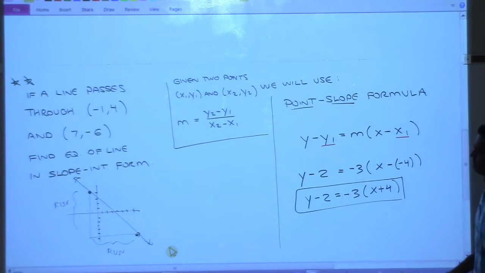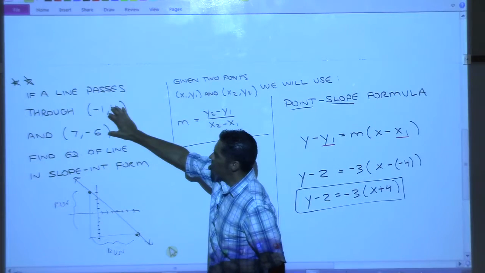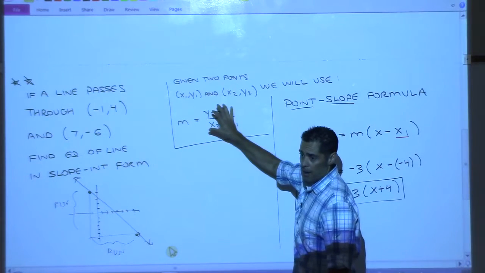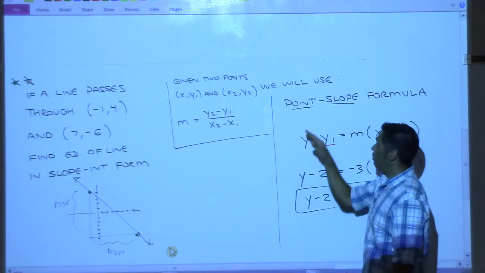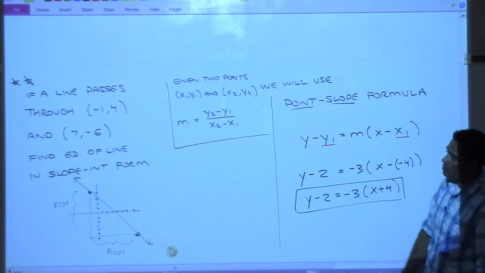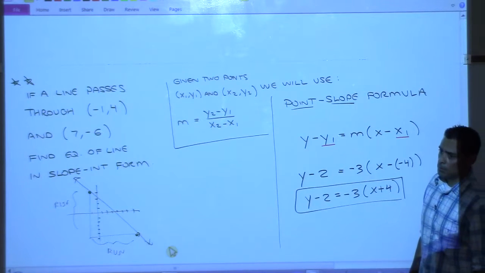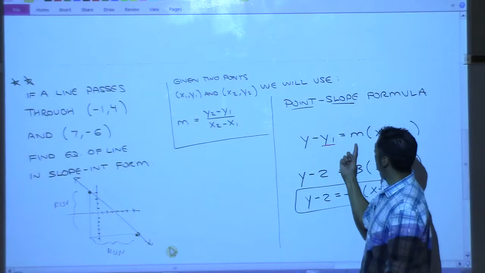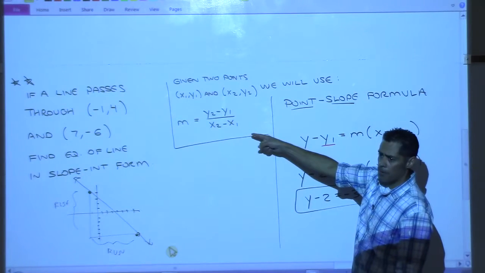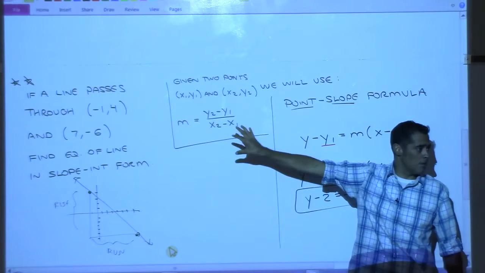All right, Itzel. So I've said that if someone gives us 2 points, we can find a slope, right? And we already know that if we have a point and a slope, we can find the equation. So what should we go and do first? Yeah, we're going to find the m. So we're going to do that first. We can get our slope, right?